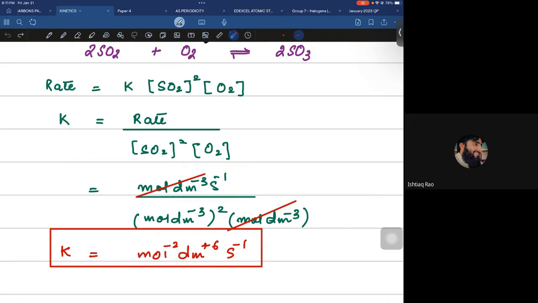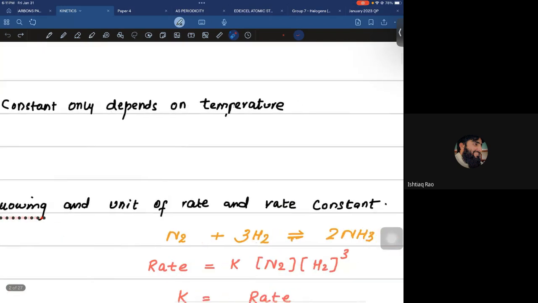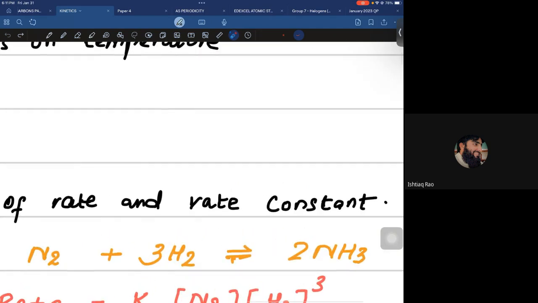It's very easy. If you are given this equation, that is the Haber process, and you are asked to write down the rate equation and then find the unit for the rate constant, can you tell me the unit for the rate constant for this reaction?